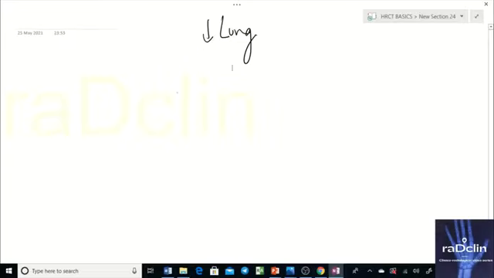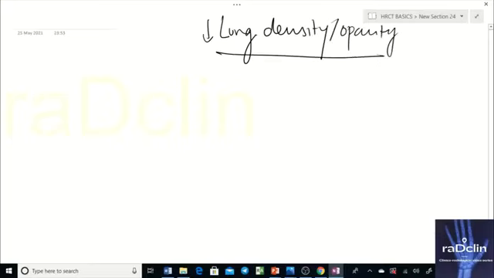GGO commonly causes haziness or an increase in the lung markings, the vascular markings, and their borders are obscured. That is the typical finding on X-ray. Haziness is what GGO causes, and consolidation causes typical radiopacity, as we'll discuss in detail when we deal with the chest X-ray. But now, we just go with decreased lung density, or opacity, whatever it is. This is the fourth and last section of these HRCT basics.